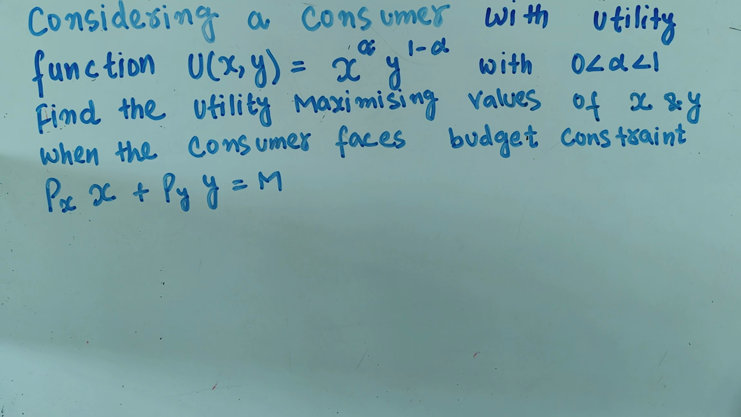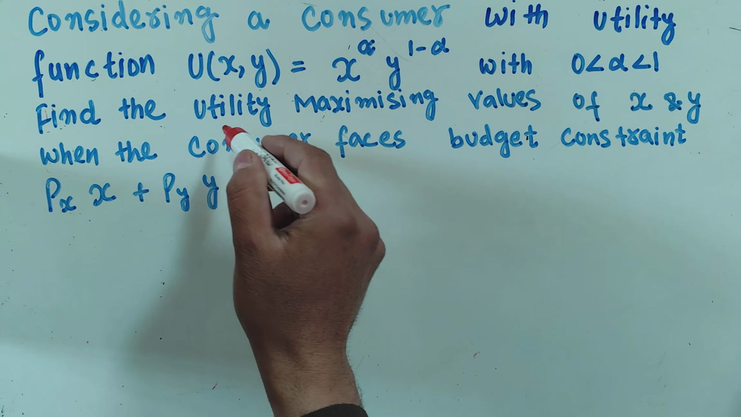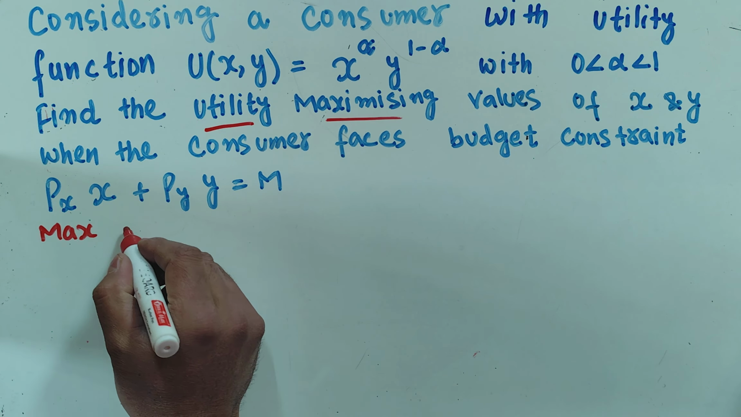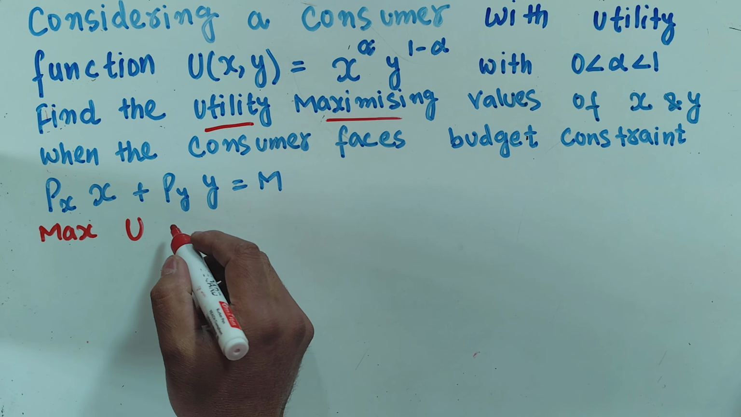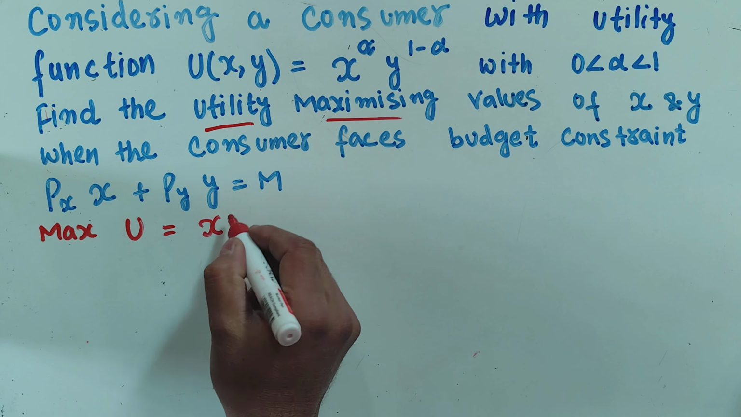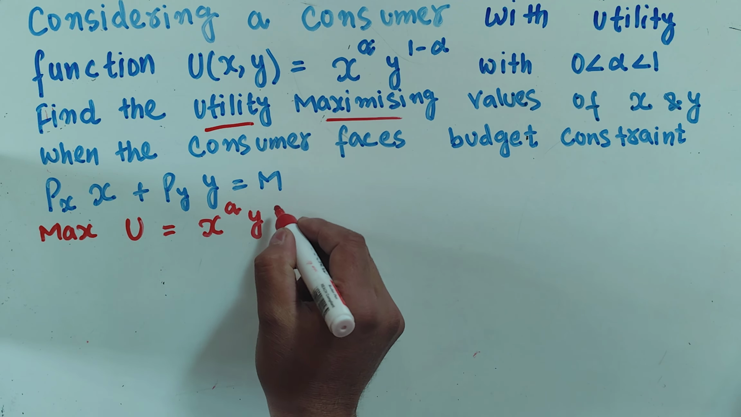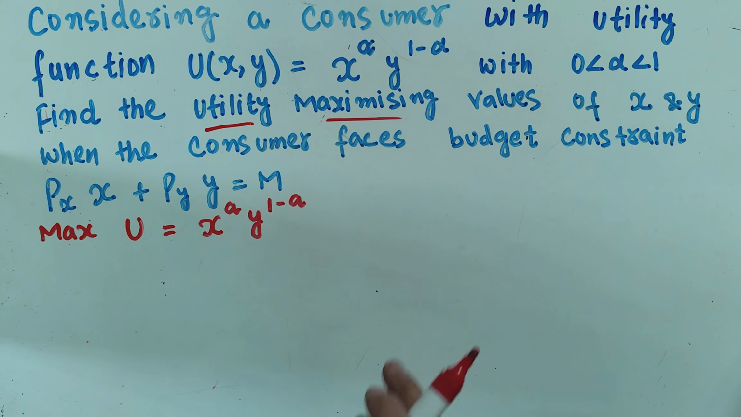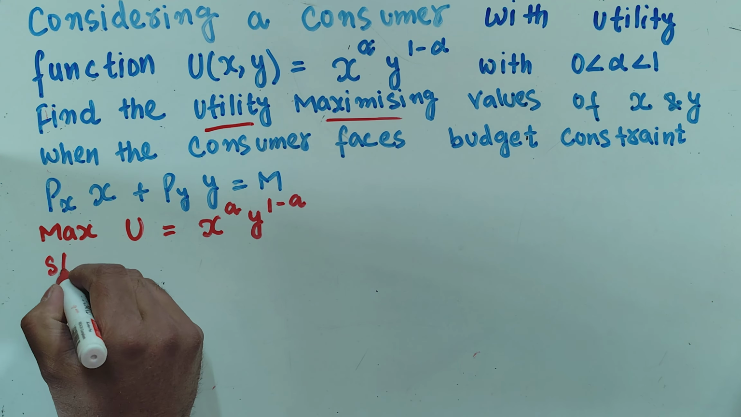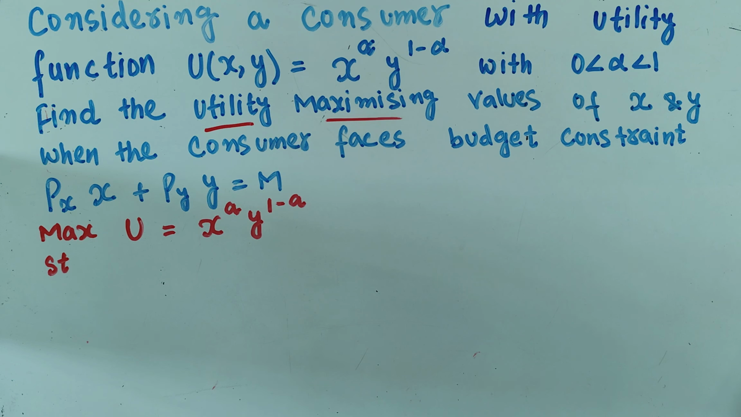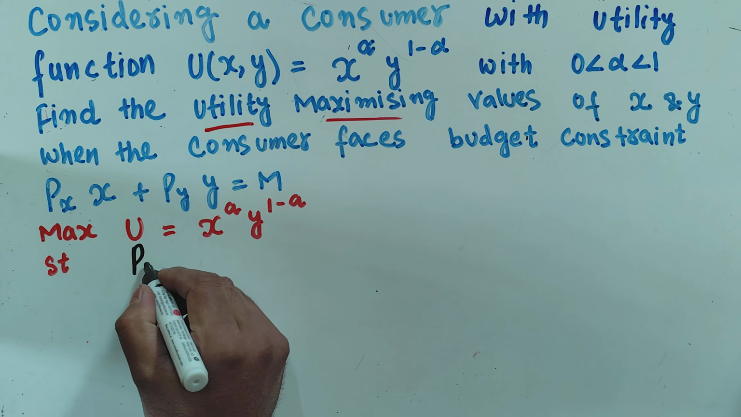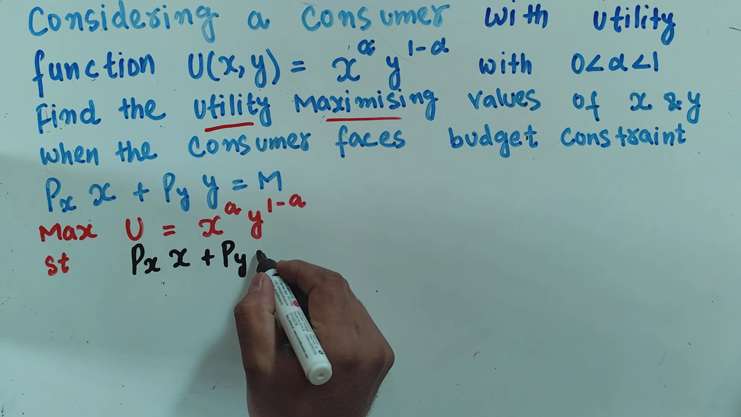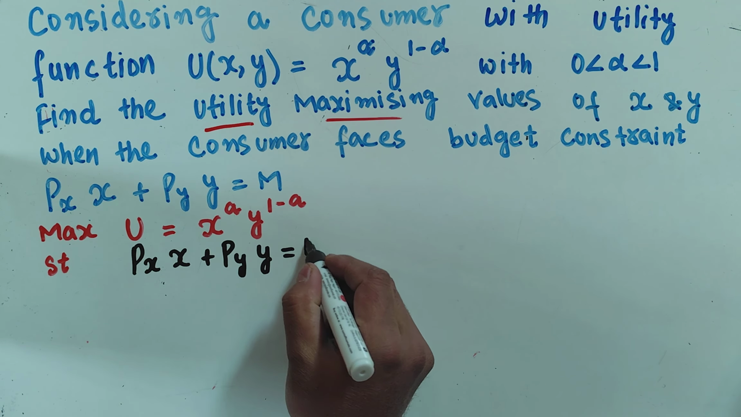Okay, so in this question, since we have the utility maximizing problem, that means we want to maximize the utility of the consumer, which is equal to x to the power alpha times y to the power 1 minus alpha, or let's say a here, subject to the budget constraint that he is facing. The budget constraint is given to us, that is, price of good x times units of good x plus price of good y times units of good y should be equal to the income of the consumer.